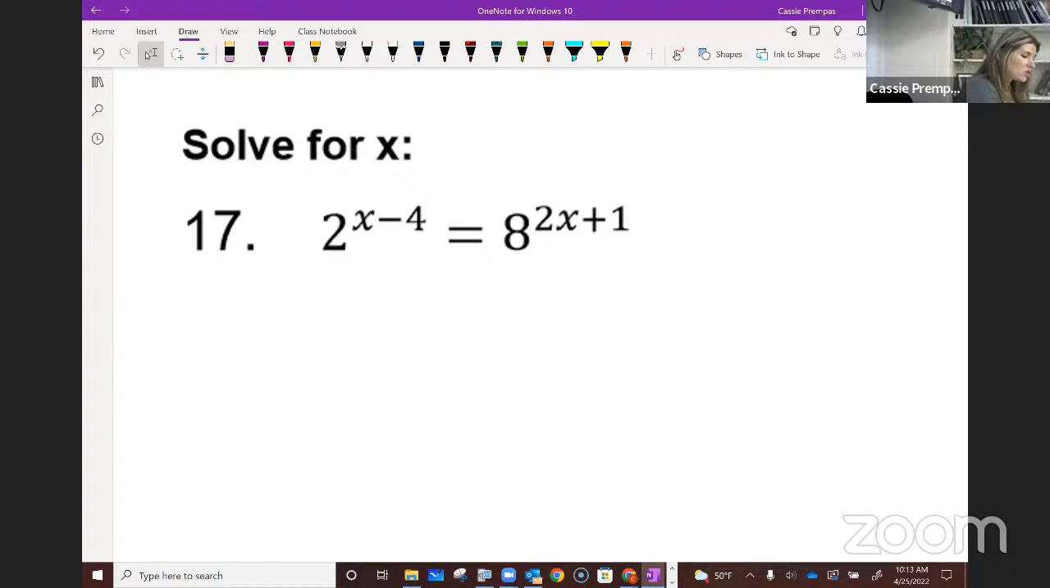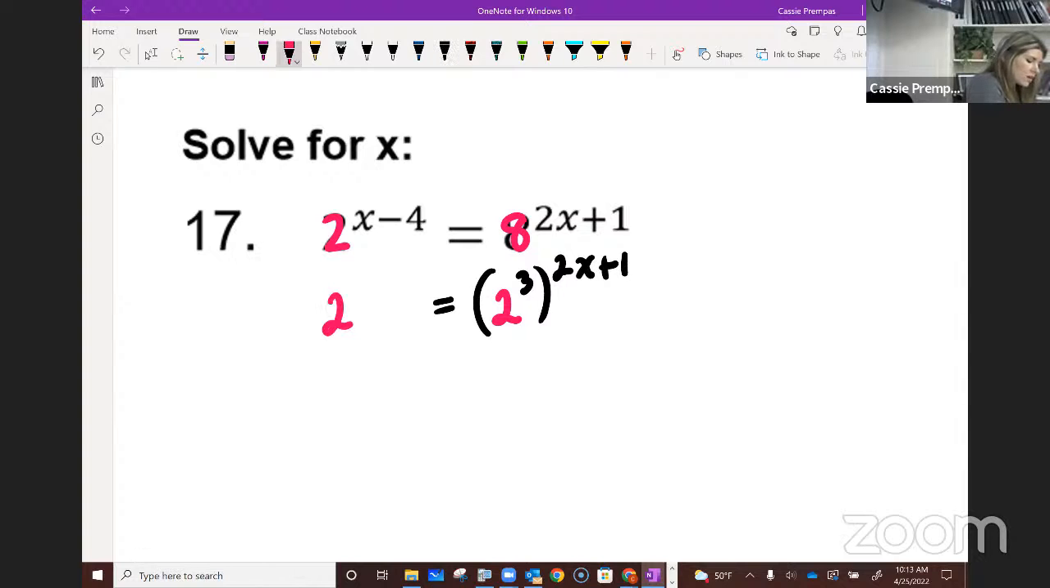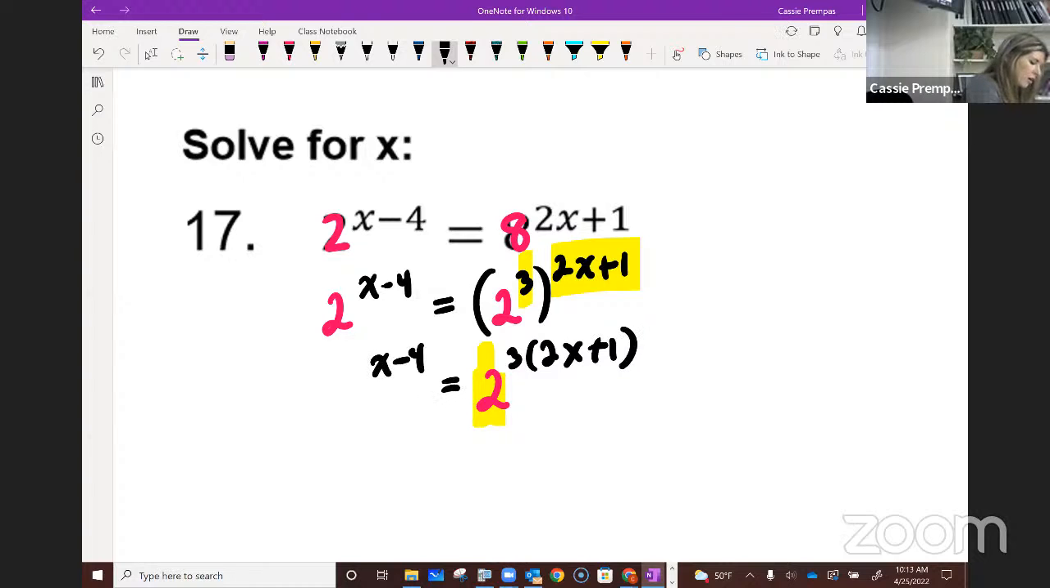Awesome. So this base is 2. How do I write 8 as a base of 2? Good, 2 to the third. So I replace 8 with 2 to the third, and then that's still raised to the 2x plus 1. The other side, the base is still 2, raised to the x minus 4. What do I do with this 3 raised to the 2x plus 1? Multiply. Awesome. So we have 2 raised to the 3 times parentheses 2x plus 1 is equal to 2 raised to the x minus 4.